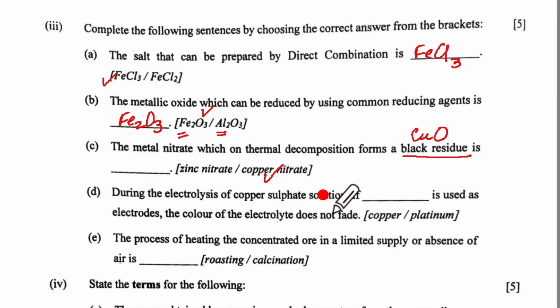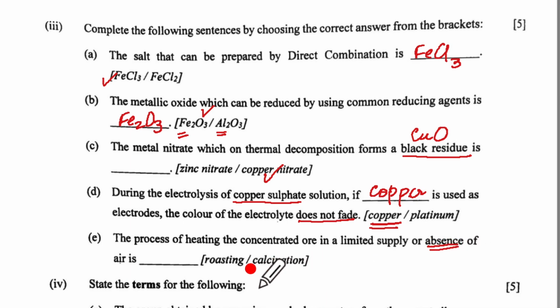During the electrolysis of copper sulfate solution, if dash is used as an electrode, then the color of electrolyte does not fade. It does not fade when Cu2+ from the anode goes into the solution. So it will have to be an active electrode. With copper sulfate, it will have to be a copper electrode. So the answer is copper electrode.